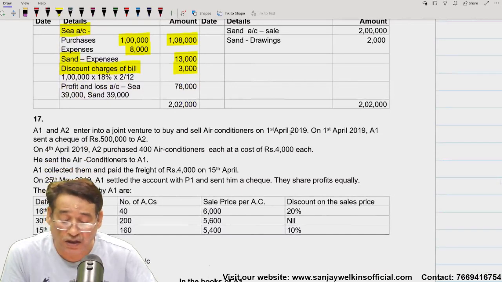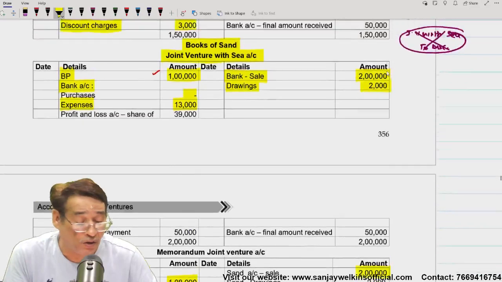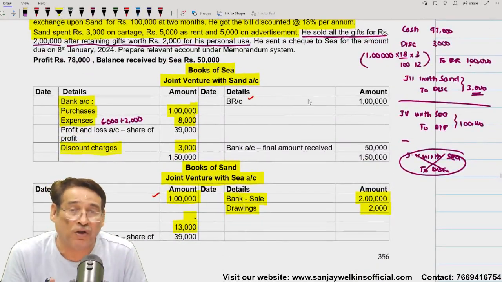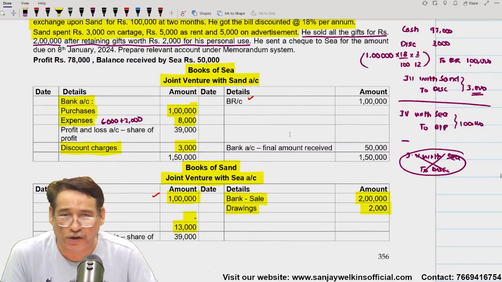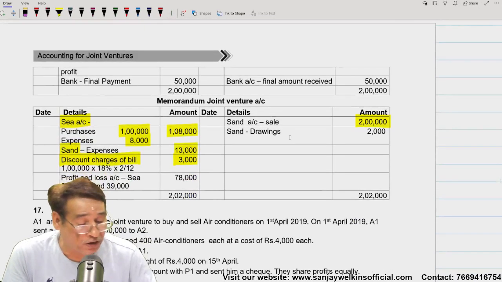Discount charges 3,000. And then on the credit side, there is no transaction. On the credit side, in the books of Sand, there is no transaction. However, we have written here bills receivable, but it will not appear in the memorandum joint venture account. Correct? Similarly, buy, bank and drawing. Both these transactions will appear.